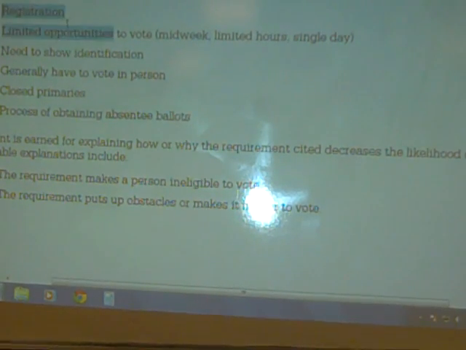This is the one that they wanted. They wanted you to say, hey, registration makes it hard to vote, and the states all require you to register. Why do they do that if it reduces voter turnout? So you don't have fraud? Yeah, to avoid voter fraud.